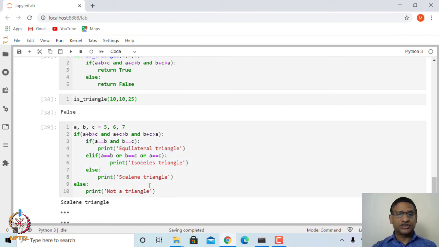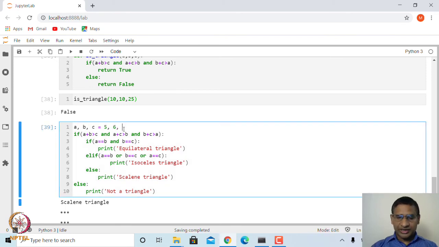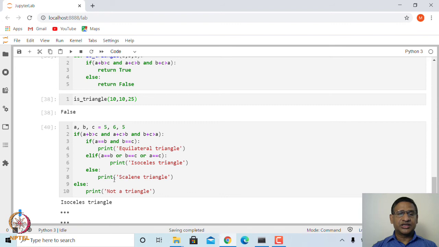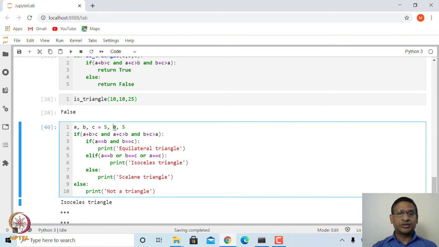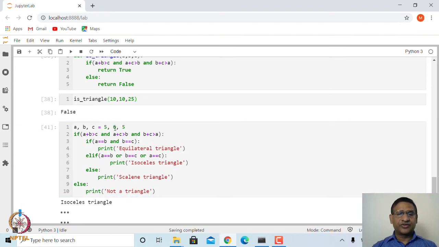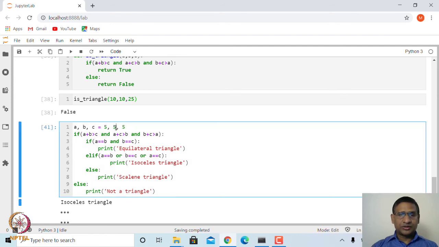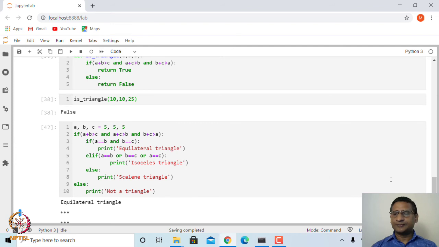So, let us execute this. In this case, this is a scalene triangle. If I say here 5 and then run this, this is an isosceles triangle. Now, suppose I put this also as 5, then this is an equilateral triangle.